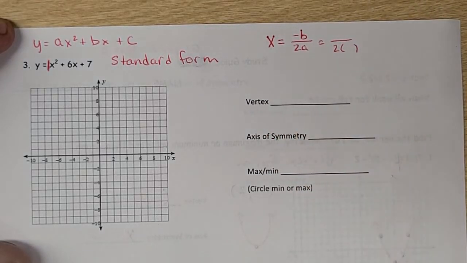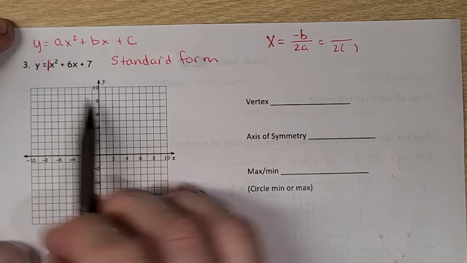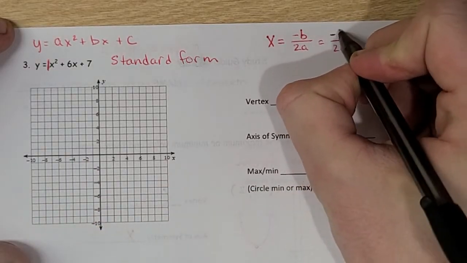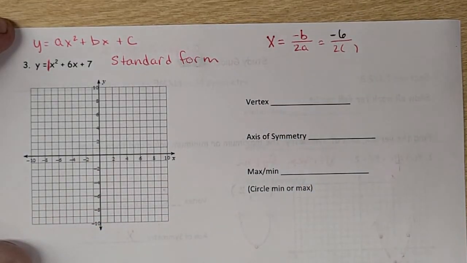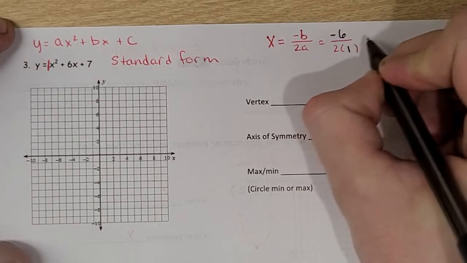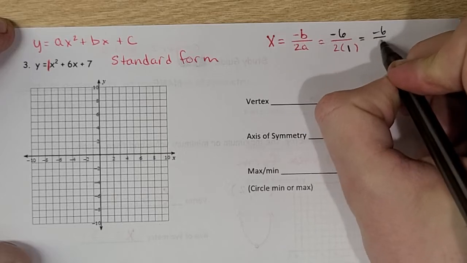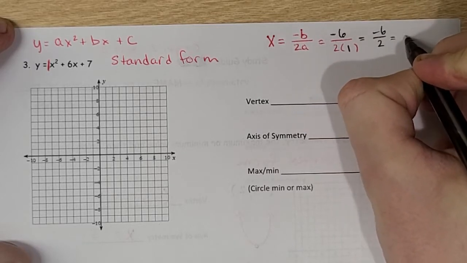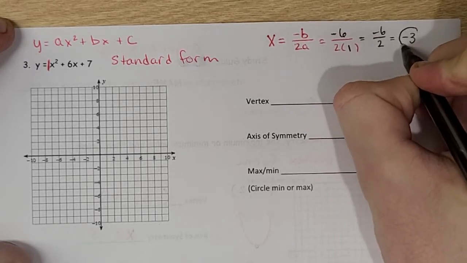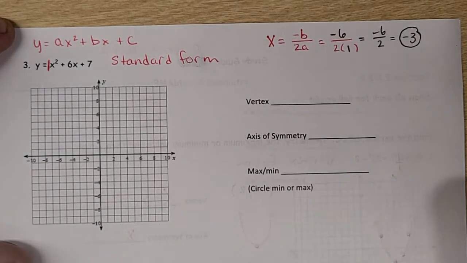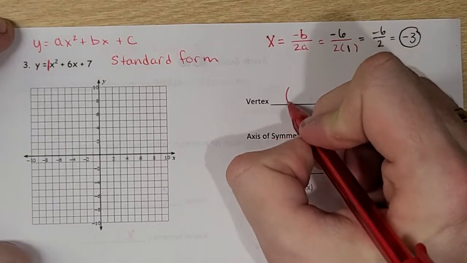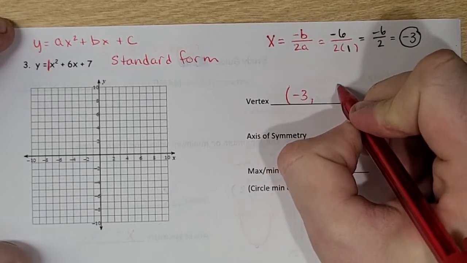Opposite of b. So in this case, we said b was 6. Opposite of b would be negative 6. And then a we said was 1. So negative 6 over 2 times 1, which is 2. Negative 6 divided by 2 is 3. Therefore, negative 3. The x part of the vertex is negative 3.